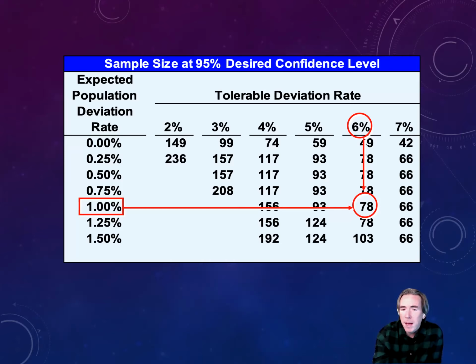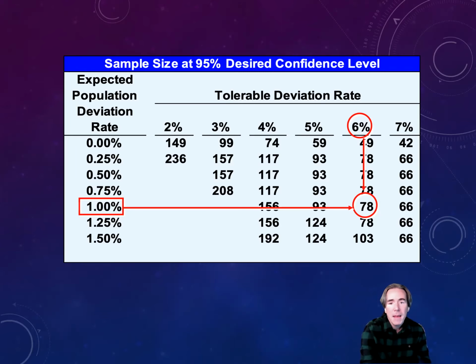Now, some of these are blank. It's because there's no scenario where that would make sense to do that test. It would be an astronomically large test. And there's some scenarios that make sense. For example, if I told you you expected a population deviation rate of 2% and a tolerable of 2%, you would need to sample the entire population because there wouldn't be a scenario where it would make sense.